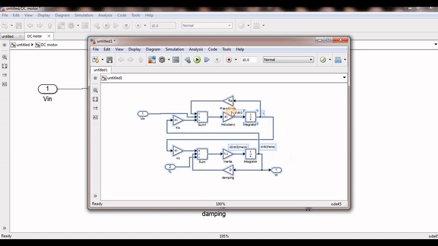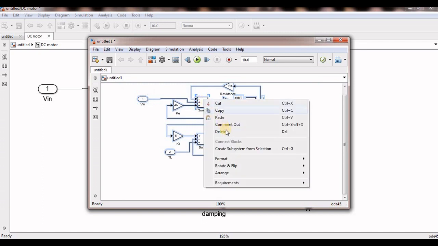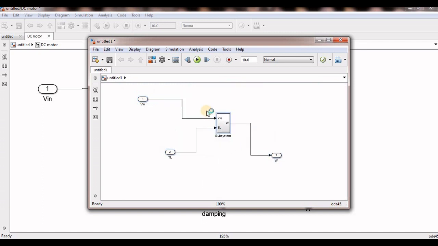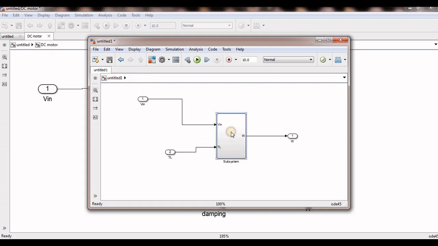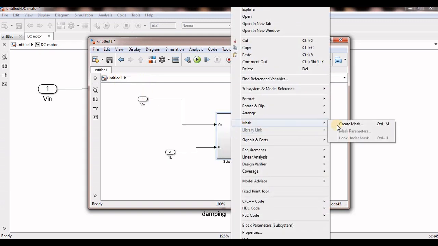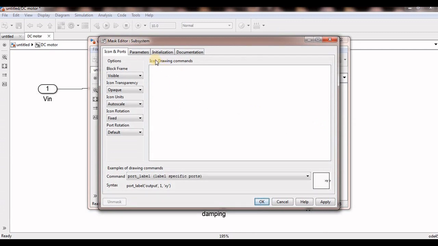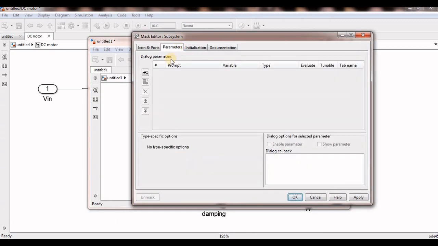Once I design the inputs and outputs and all, I have to select all these and create a subsystem. Once the subsystem is created, I will double click, then it will open like this. So again I will make it a mask. See, create mask. It will ask for the parameters.